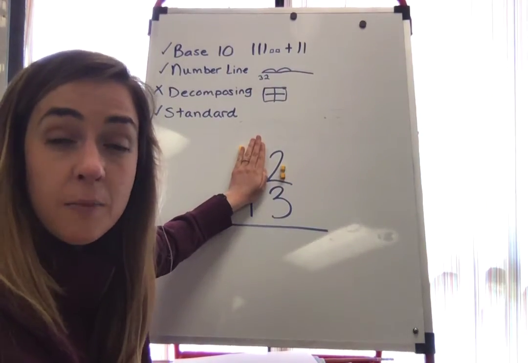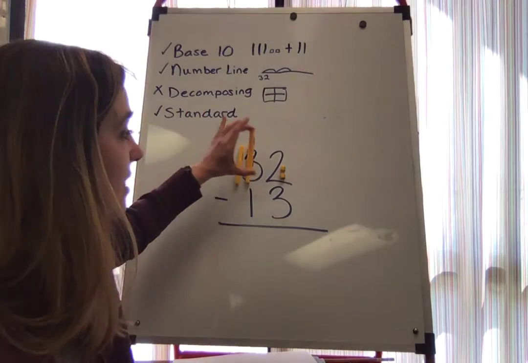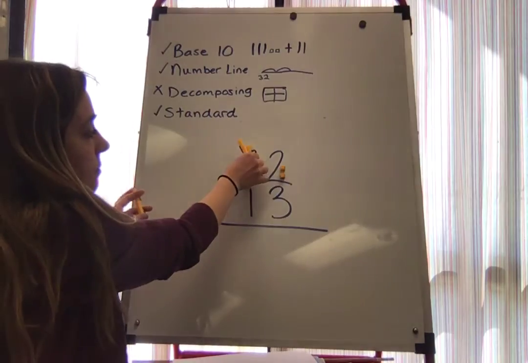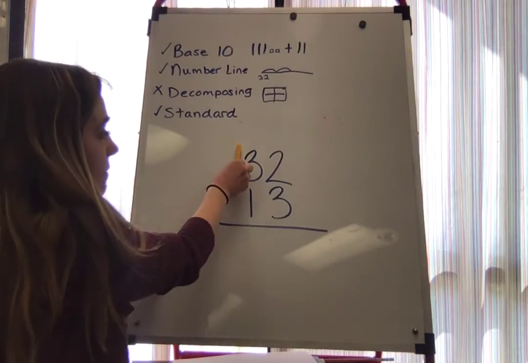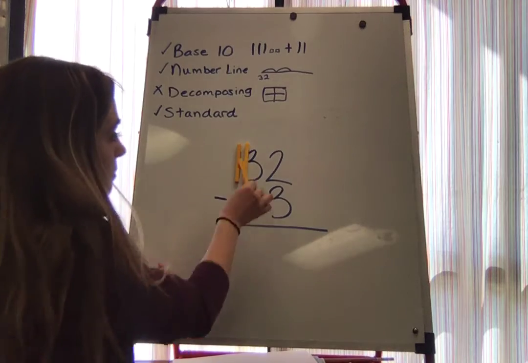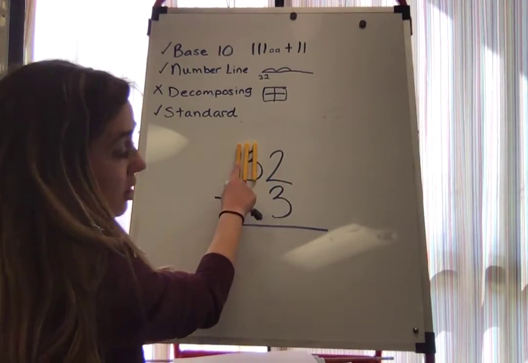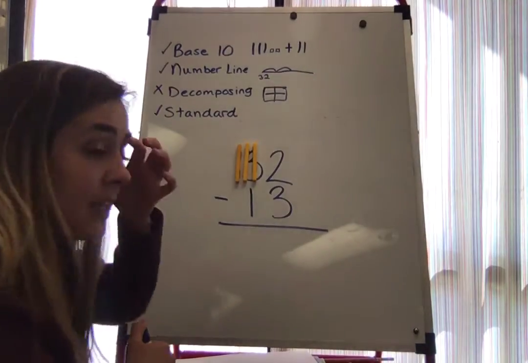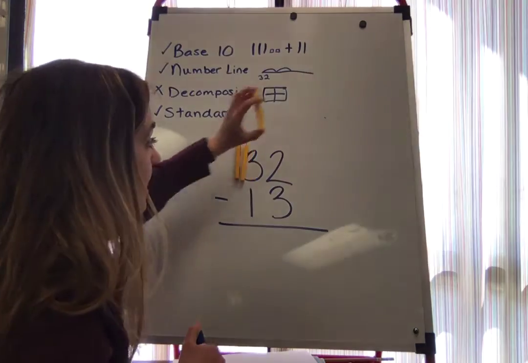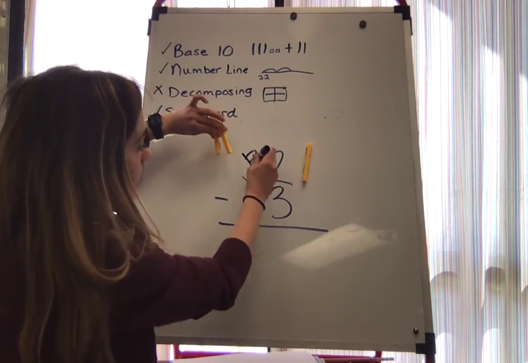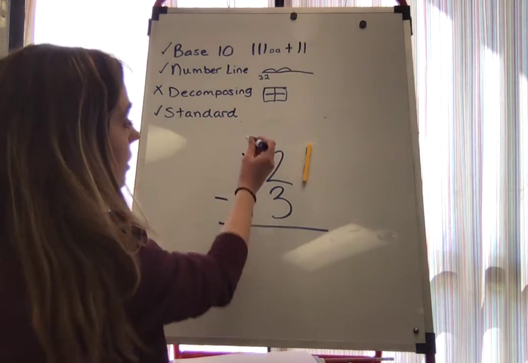Well, I can't take 3 away if I only have 2. So in standard algorithm, the way that you show that, instead of Xing out the stick or taking away the stick, here's how you show it. So I'm going to take these away for a second. I had 3 groups of 10, right? I'm knocking next door, so this guy has to go next door and say, excuse me, can you let me borrow a group of 10? And he always says yes. So this guy is not 3 10s anymore, it's 2 10s. So I'm going to write that.